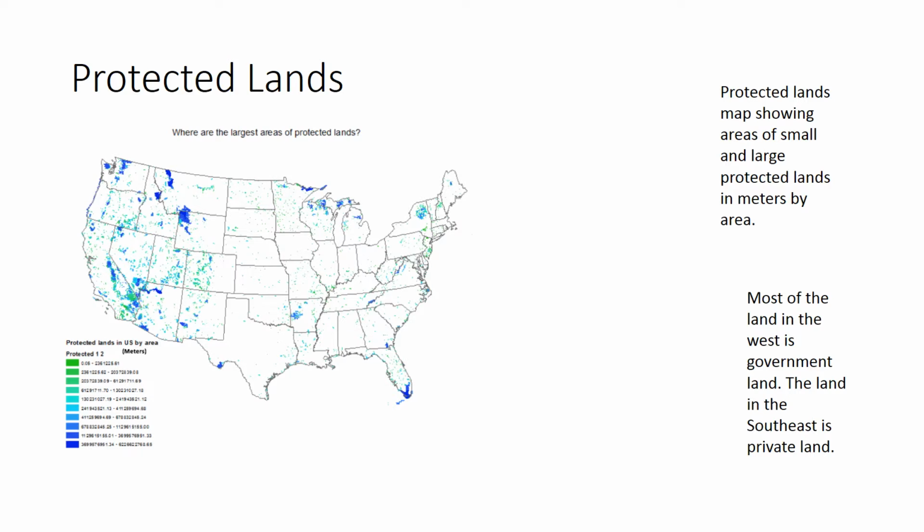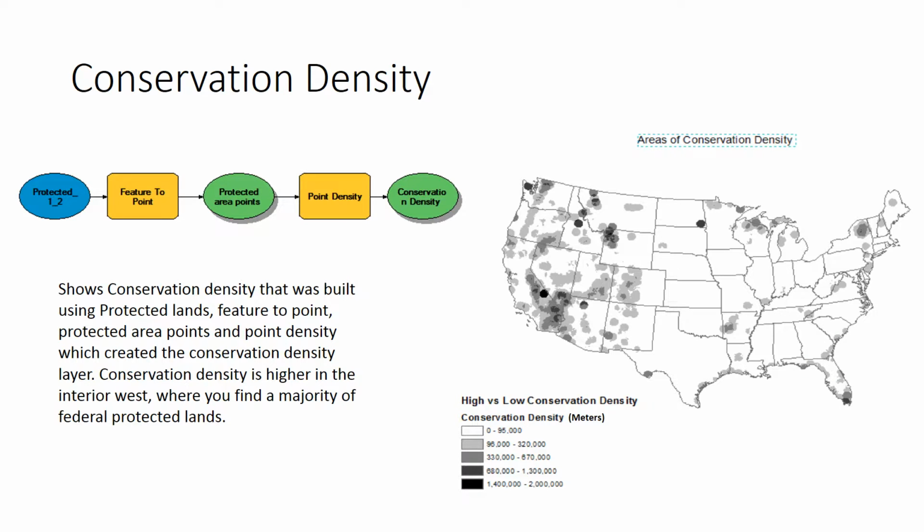So this is my final map that I have, and this is where conservation density is. I made this by getting the protected lands with feature to point, protected area points, and then through point density, and this gave me my conservation density map. And this shows us that conservation density is highest in the interior west. So from that previous slide, I showed you where those protected lands were.